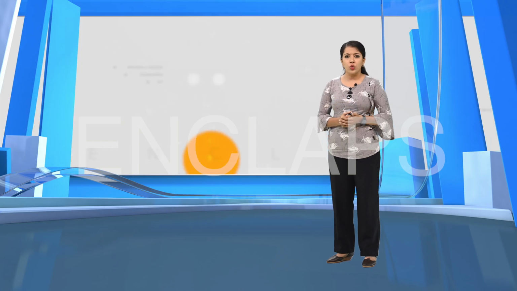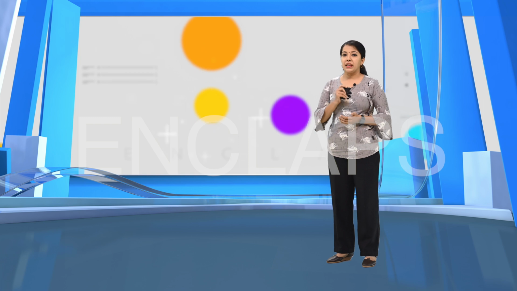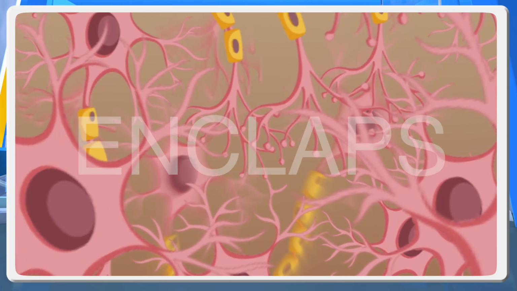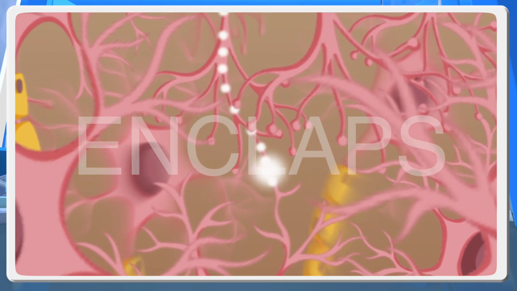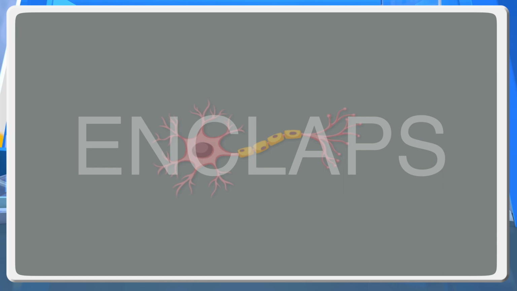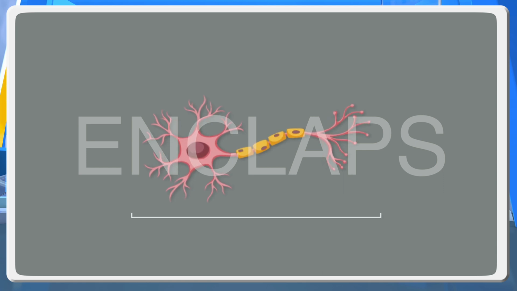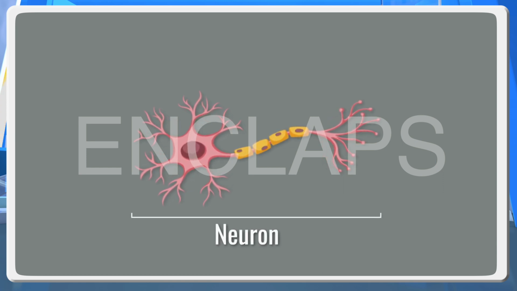What is the function of a neuron? Transfer of messages. These messages flow in the form of impulse. Receive messages from the adjacent neuron and carries to the next neuron. Have you seen this? This is a neuron. Now let's discuss one by one its parts.